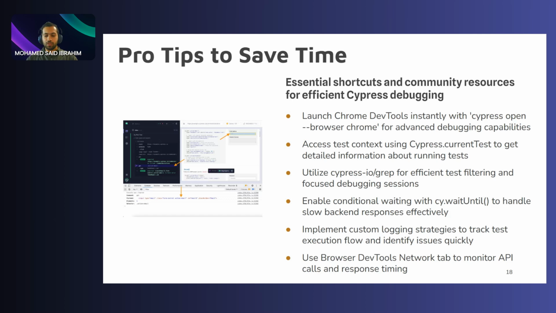We are almost out of time, so here are two quick pro tips to send you off with. Shortcuts: run cypress open --browser chrome to get direct access to the full Chrome DevTools suite, and use Cypress.currentTest to get context within your hooks and commands for better logging.